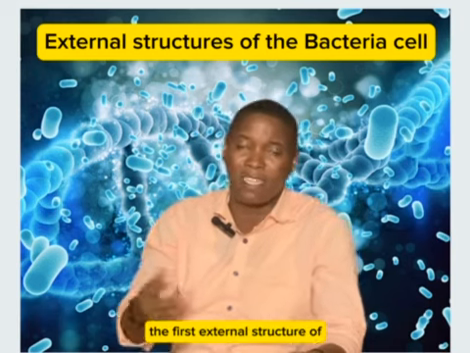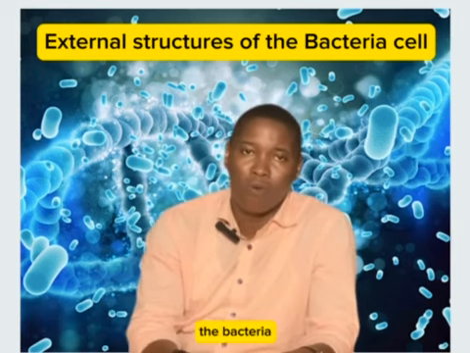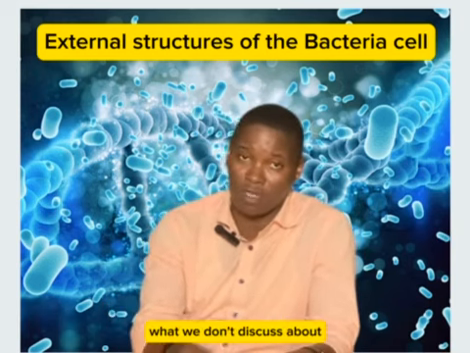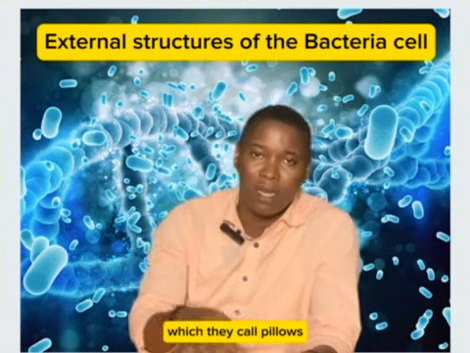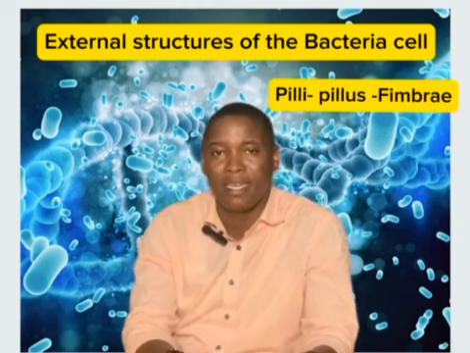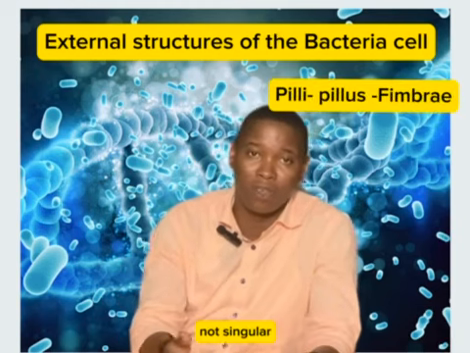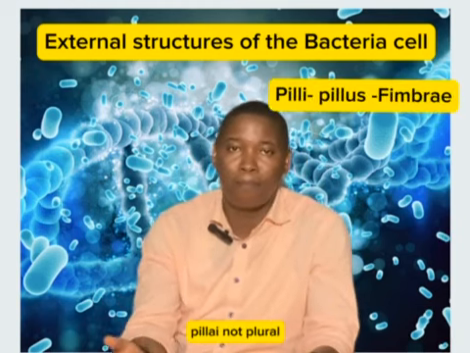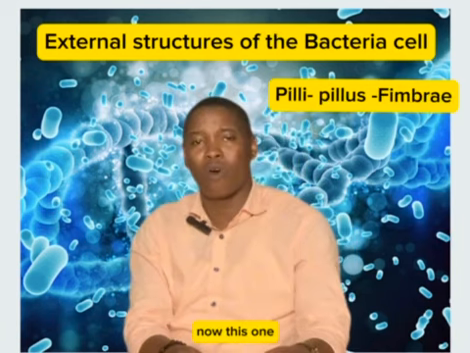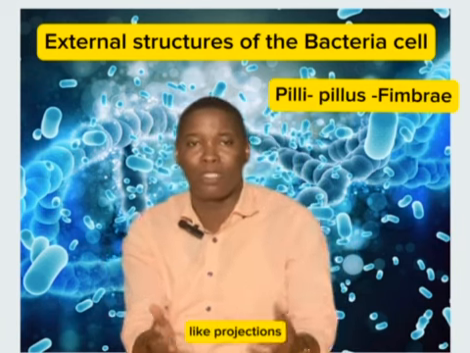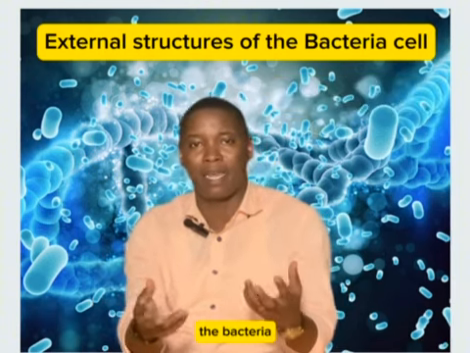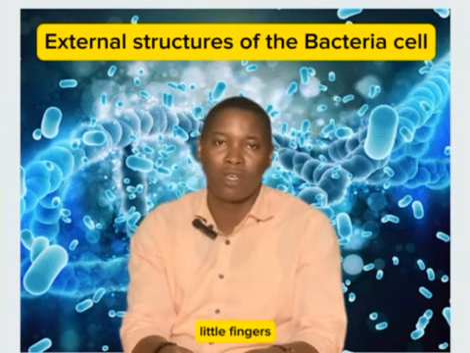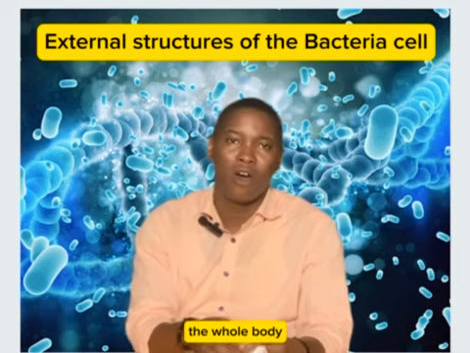So the flagella na the first external structure of the bacteria wey we don discuss. Now the second external structure na wetin we dey call pilus, pili or fimbriae. E mean the same thing. Pilus na singular, pili na plural, or fimbriae. Now this one na thin finger-like projections, little things wey comot from the body of the bacteria, like little fingers wey surround the whole body of the bacteria.